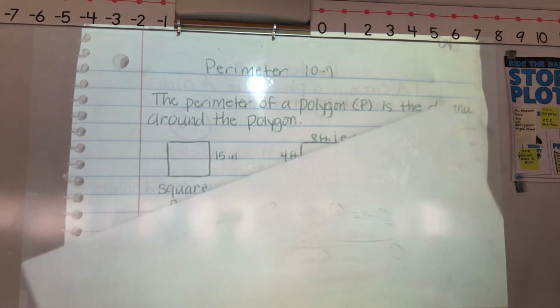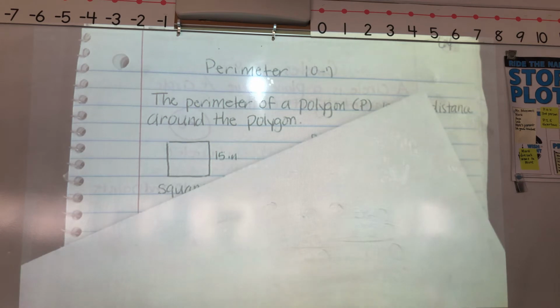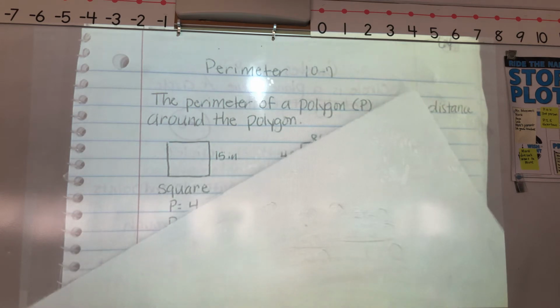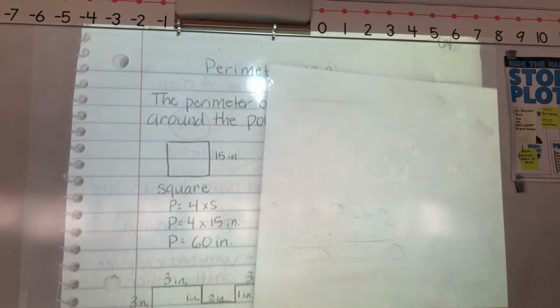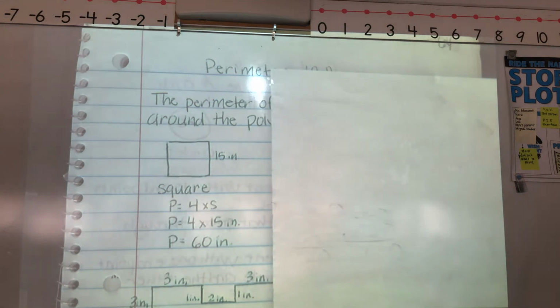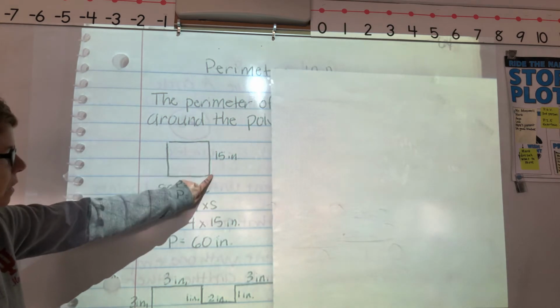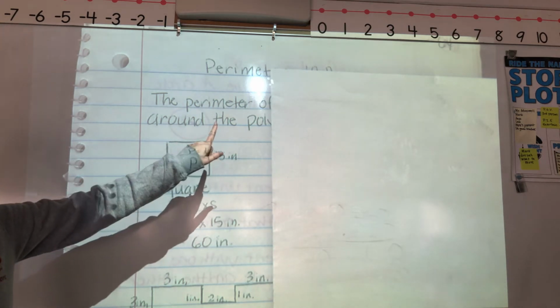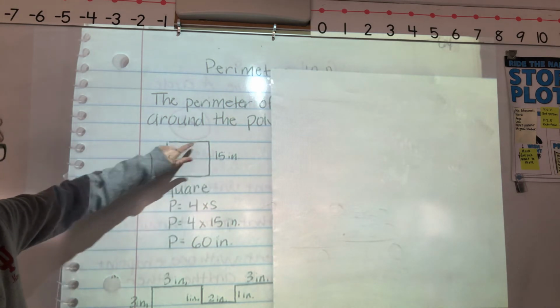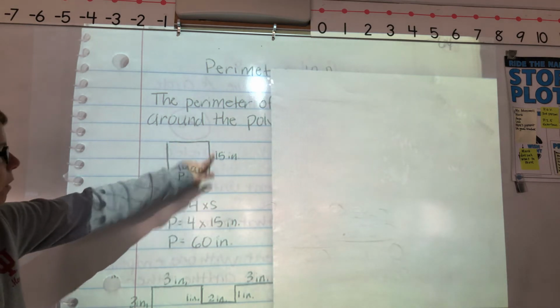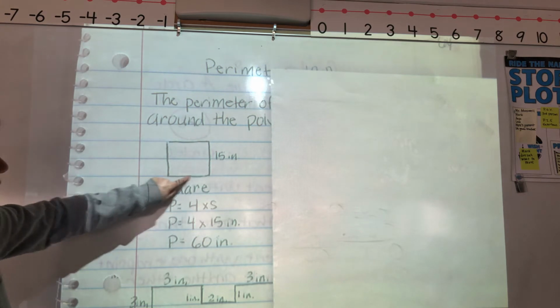If you take a look at my square here, the square is 15 inches. So that square is going to be 15 inches around there. Let's take a look at how we find the perimeter of that square. 15 inches is going to be each side. We already know, we just talked about that in our last lesson, a square has 4 congruent sides. Every single side's the exact same. So I know 15 inches, 15 inches, 15 inches, 15 inches.